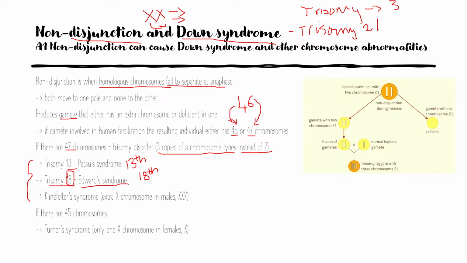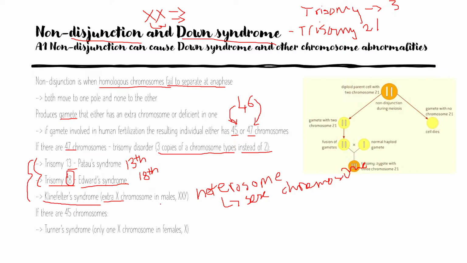Klinefelter syndrome, although it is a trisomy syndrome, is quite different from the first 2. This Klinefelter syndrome is an abnormality on the heterosome chromosomes, right? It's an abnormality on heterosome, and this is essentially just a sex chromosome. And so we have an extra X chromosome, and this only occurs in males. So the sex notation is going to be XXY, because they have an extra X chromosome here.